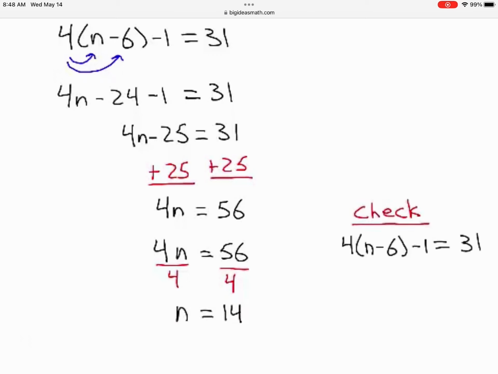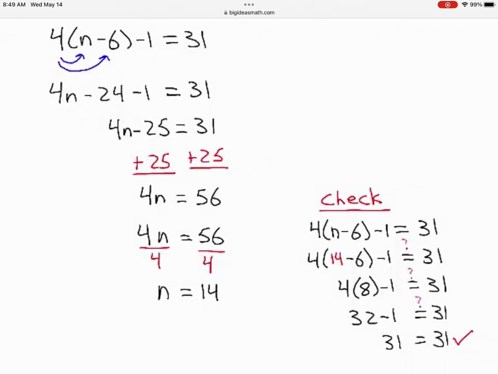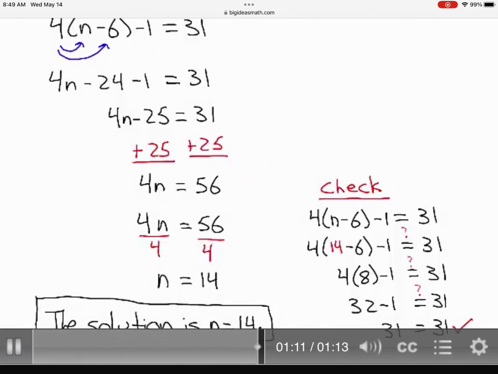Next, check your solution by first writing the equation. 4 times the quantity n minus 6 minus 1 equals 31. Substitute 14 for n to get 4 times the quantity 14 minus 6 minus 1, or 4 times 8 minus 1. 4 times 8 is 32, and 32 minus 1 is 31. So the solution is n equals 14.